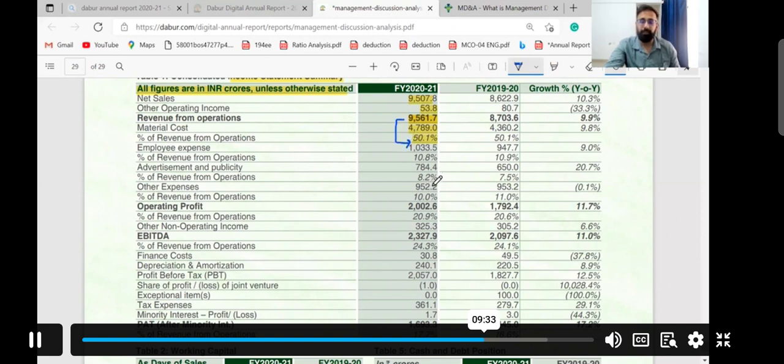They have given you percentage-wise bifurcation. Employee expenses is 10.8% of sales. So they are providing you horizontal and vertical analysis data also.